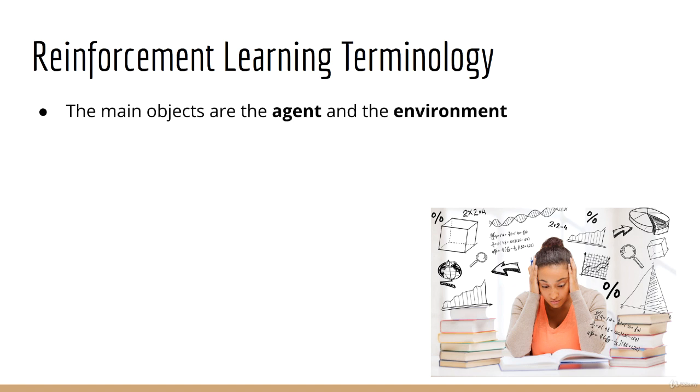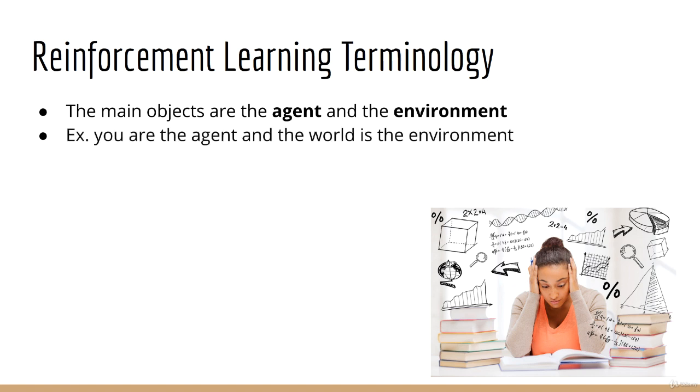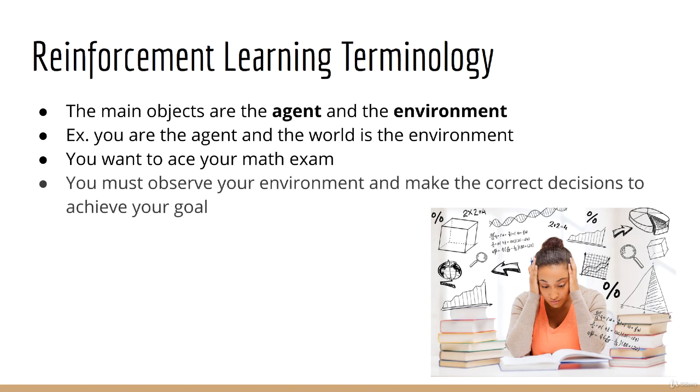Let's start with the main objects in a reinforcement learning problem, the agent and the environment. The best example of this is yourself. You are an agent, and the world is your environment. Maybe your long-term goal is to ace your math exam. And so, just like an autonomous vehicle driving to a destination, you must observe your environment and make the correct decisions every day in order to achieve your goal. That means studying, going to class, taking notes, doing your homework, asking questions when you are confused, and so on. So that's one basic example.